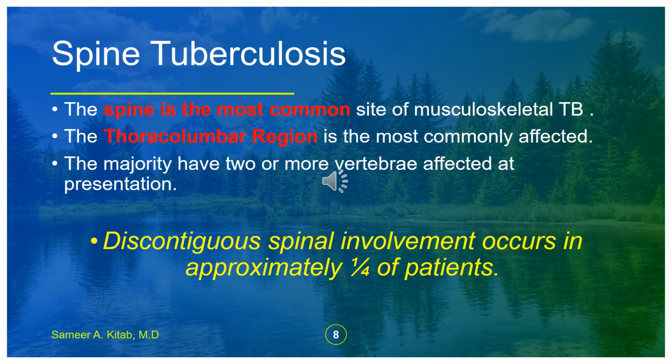The spine is the most common site for musculoskeletal TB, and the thoracolumbar region is the most commonly affected site. The majority have 2 or more vertebrae affected at presentation. For example, a patient with TB in the cervical spine might present with another TB focus in the thoracolumbar spine, and these are what we call discontiguous, يعني واحد بالcervical واحد بالthoracolumbar. Discontiguous spine involvement can occur in approximately 1/4 of the patients. So in a patient with spine tuberculosis, we have to take the whole spine MRI under radiological evaluation.